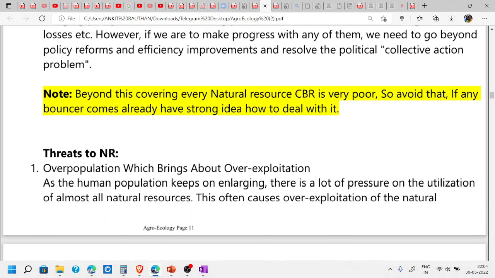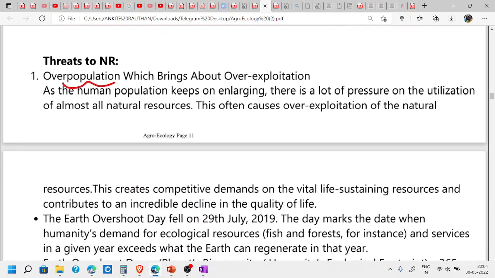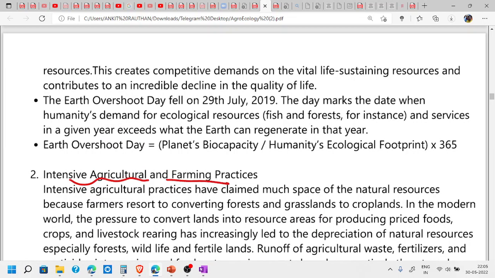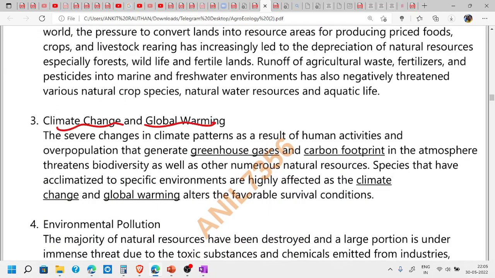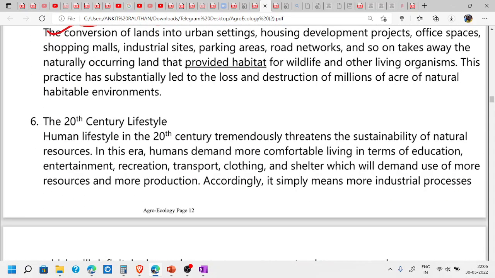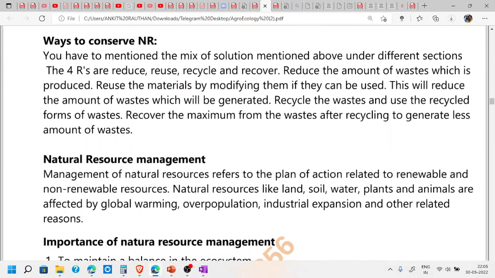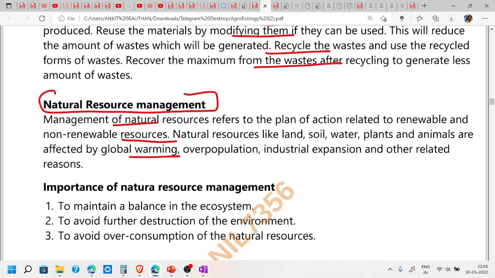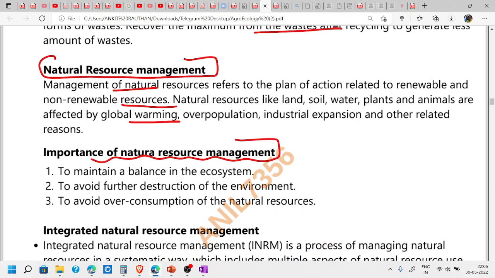All right, guys. Threats to natural resources because of overpopulation, overexploitation, intensive agriculture, and poor farming practices. Climate change and global warming will threaten. Environmental pollution, land use and development. Ways to conserve: reduce, reuse, recycle, recover. Natural resource management will happen. Importance of natural resource management is to maintain a balance in the ecosystem, avoid further destruction of the environment, and avoid overconsumption.